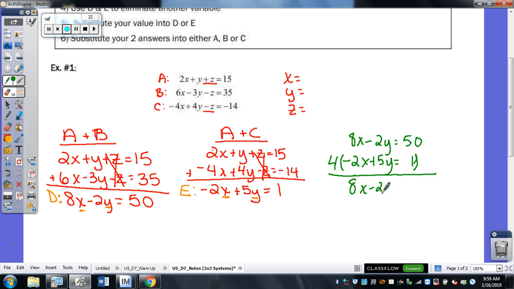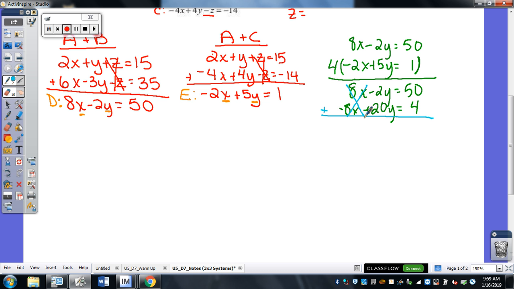So that first equation, I didn't multiply it, so that's going to stay the way it is. Second equation, we're multiplying everything by 4, so negative 8x plus 20y equals 4. That's a parenthesis there, that's not a number. So now we can add these together.